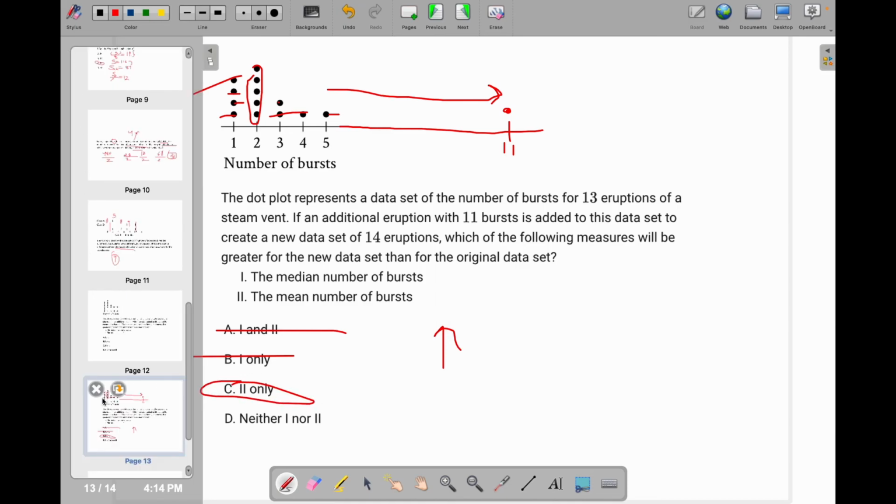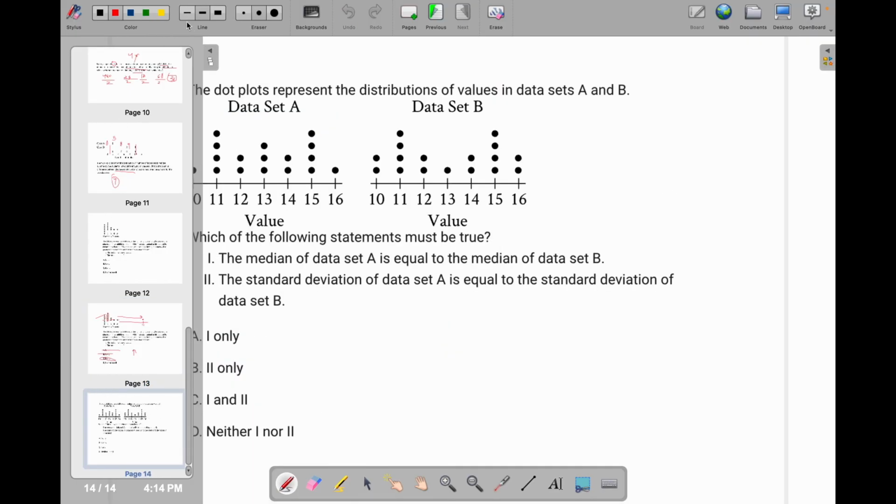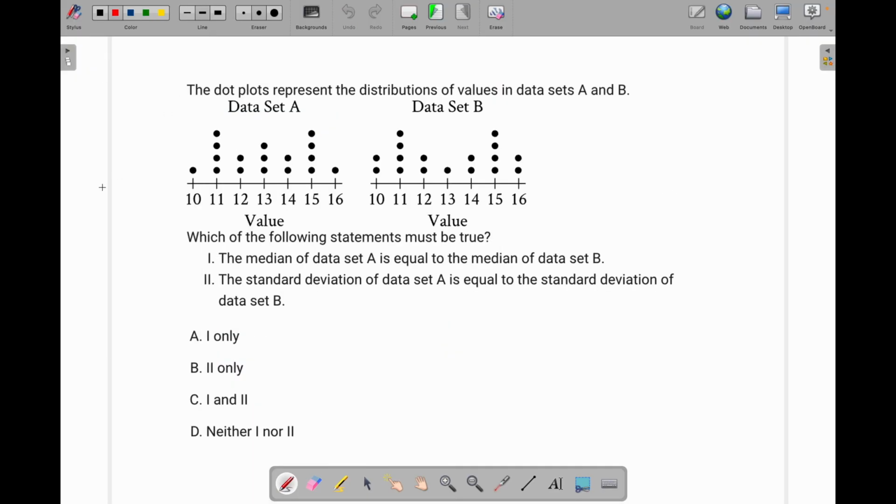Okay, I'll give you a second to pause, read, and look over these dot plots, then we'll go over it. Paused and looked over it. Let's look at this. So we want to look at what's true. Our first claim is the median of data set A is equal to the median of data set B. Let's just look over this.